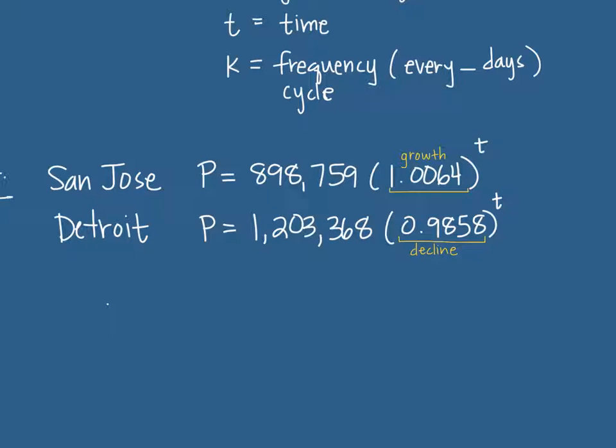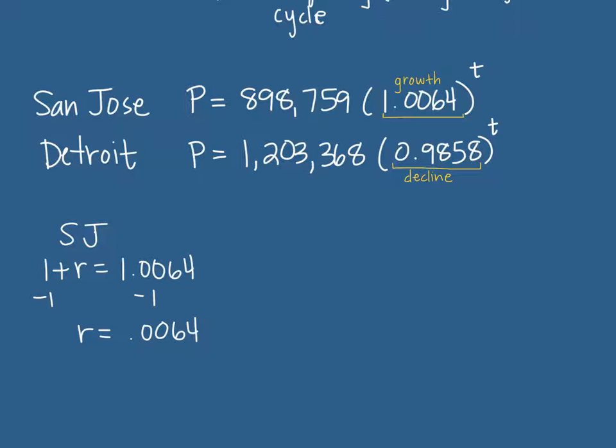Now, if I were to press Ben a little bit more and ask him a little bit more specifically, like what is the exact growth factor, he should be able to figure that out. So for example, for San Jose, 1 plus R is the number 1.0064 right now. So how could I figure out exactly what R is? Subtract 1, right? Minus 1 from both sides. And so the growth factor is 0.0064, which if you change that to decimal by moving the decimal place over, R is 0.64%.